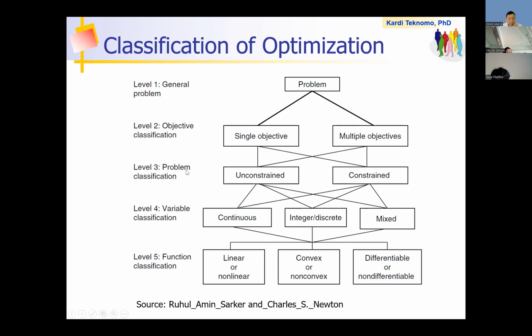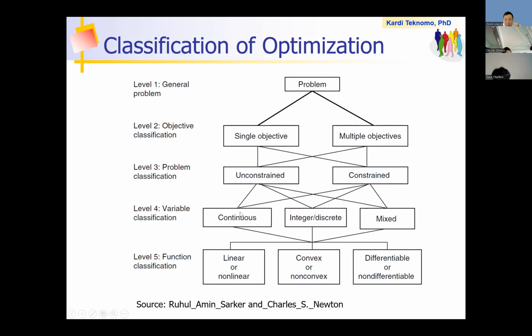So in general, if you have a problem, number one is to think how many objective functions. If you have only one objective, we call it single objective. If you have multiple objectives, then you probably want to do goal programming. Which objective is the most important? Number two, once you know the objective, check whether this is unconstrained or constrained.